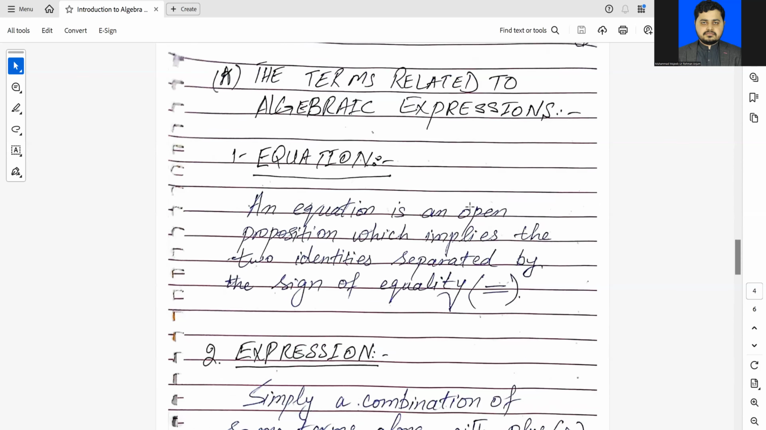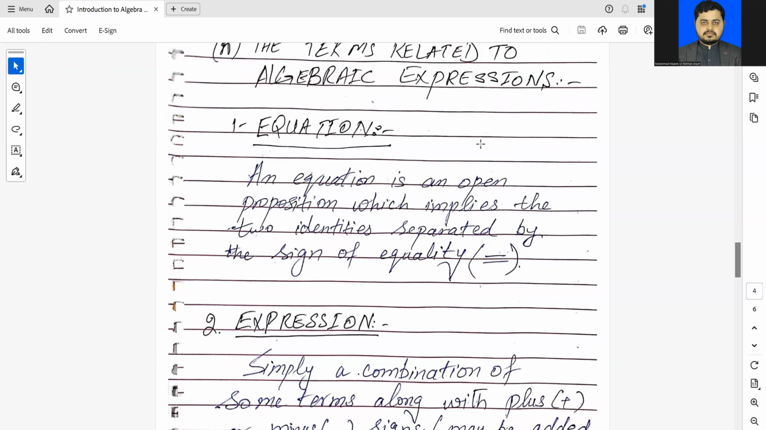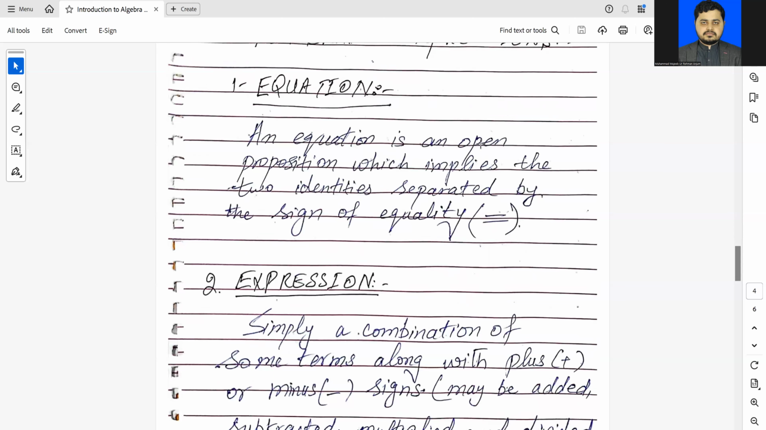Now we will discuss the terms related to algebra and algebraic expressions. Equation, equation or equation, both are correct. An equation is an open proposition or statement which implies two identities separated by the sign of equality. The sign of equality has two small parallel lines, one above the other. As you can see, this is known as the sign of equality.